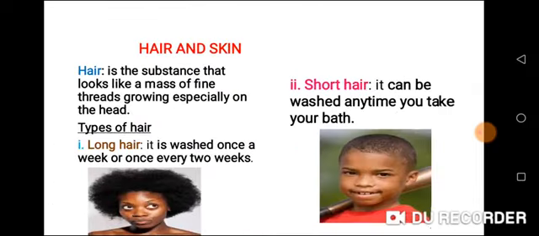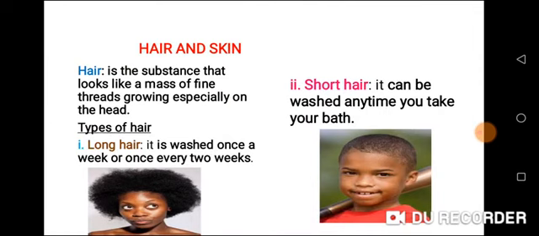Let's get started. Hair is the substance that looks like a mass of fine threads growing especially on the head. That is hair. It is a substance that looks like a mass, that is, many. It looks like a thread growing especially on the head.